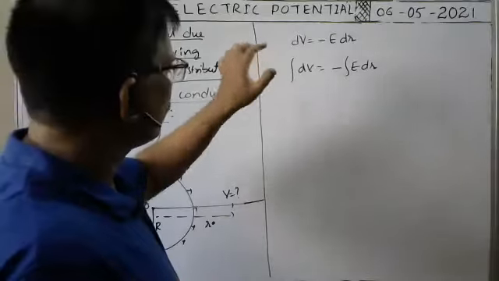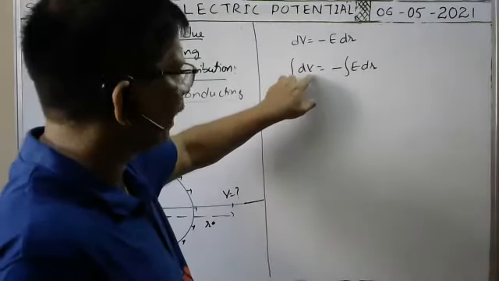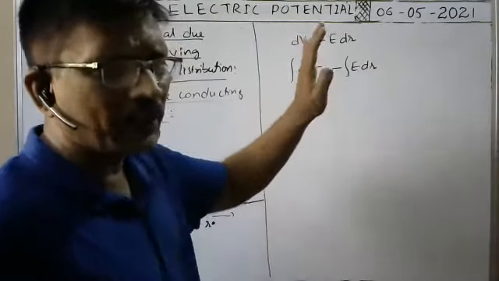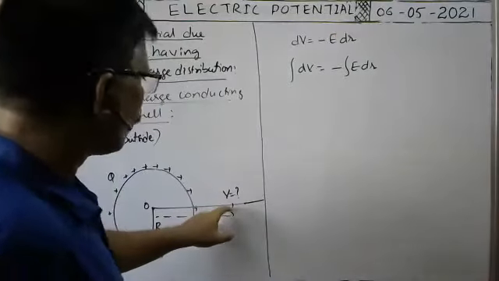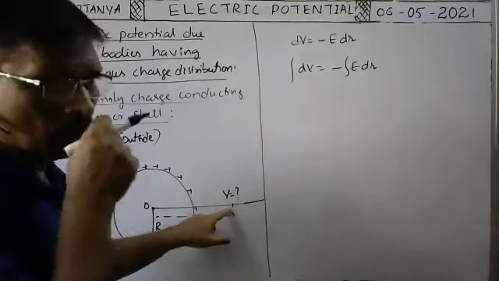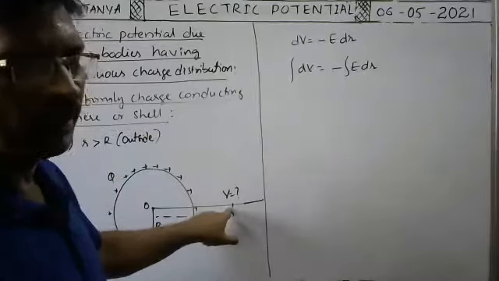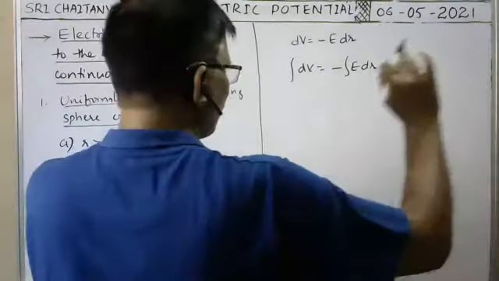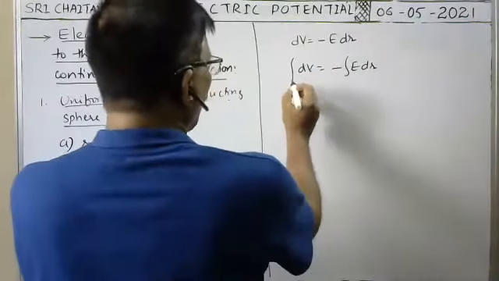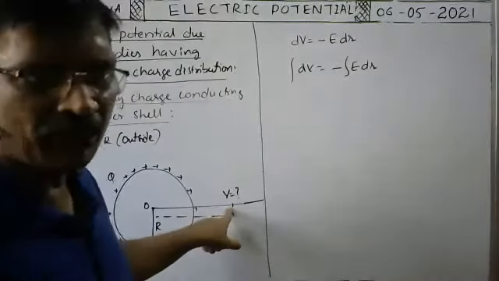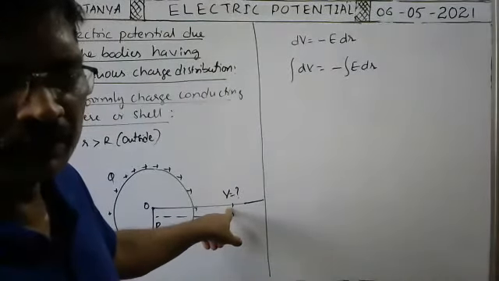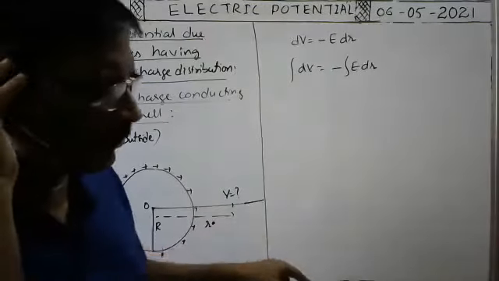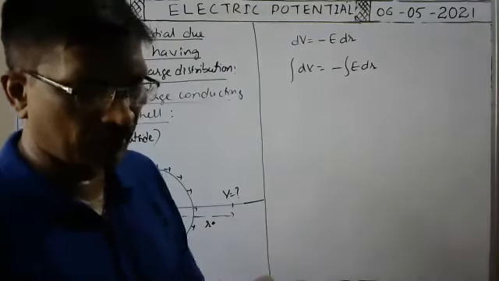Now here we are integrating with respect to electric potential. To bring the unit charge from infinity to this point, whatever the work done, that is equal to the potential at this point. To bring the unit positive charge from infinity, at infinity what is the potential?